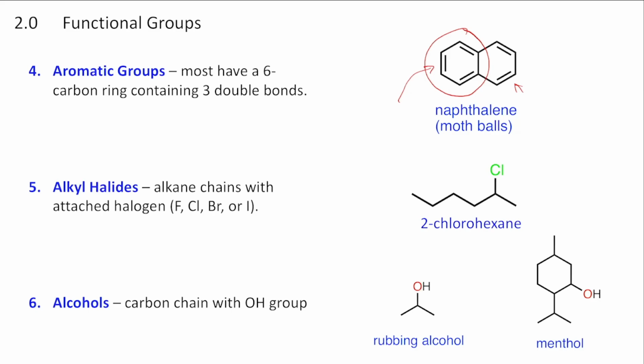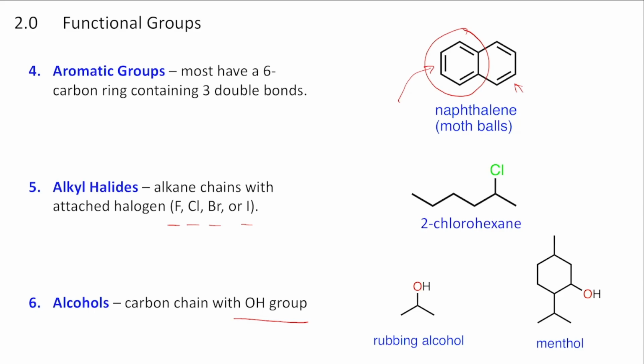Alkyl halides are basically alkanes that have a halogen attached to it somewhere. Halogens being any element that's in group 17 in the periodic table, which includes fluorine, chlorine, bromine, or iodine, however you'd like to say it. Alcohols are organic molecules that have an OH group attached somewhere along the hydrocarbon chain.